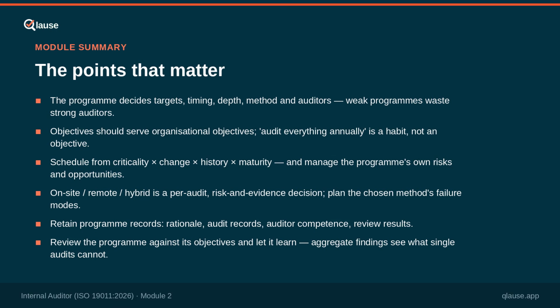On-site, remote, or hybrid is a per-audit decision based on risk and evidence quality, and whichever you choose, you plan for that method's failure modes. Retain the program records, rationale, audit records, auditor competence, review results, and review the program against its objectives and let it learn, because aggregate findings see what single audits never can.